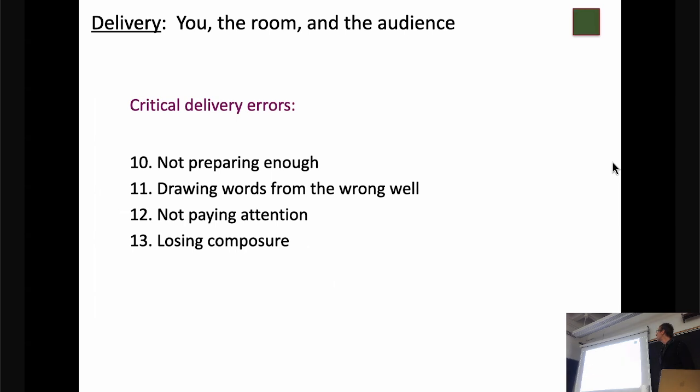Let me now get to the last stylistic element, which is about delivery. I guess these are other critical errors: not preparing enough, which we talked about also, and drawing words in the wrong well. Paying attention means looking at your audience and seeing what's happened, trying to figure out how the feedback is going. And then the last thing is losing composure.